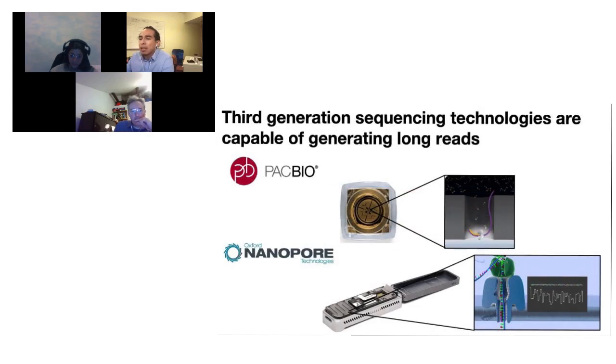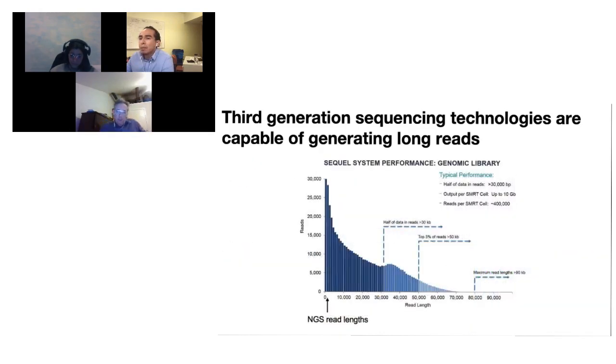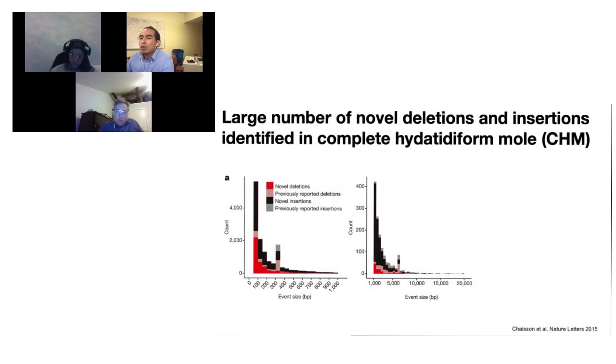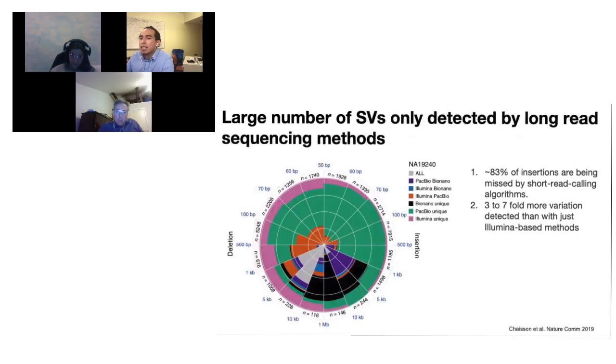Current DNA sequencing platforms that are capable of generating long reads are the PacBio and Nanopore platforms. For this talk, I'll only be talking about the PacBio platform, but our methods are applicable to Nanopore as well. On the PacBio DNA sequencing platform, half of the reads are greater than 30 kb for a typical whole genome sequencing run. In this example, the longer reads will identify the insertion that is missed by short reads. In studies that have used longer reads across the whole genome, a large number of novel structural variants have been identified.